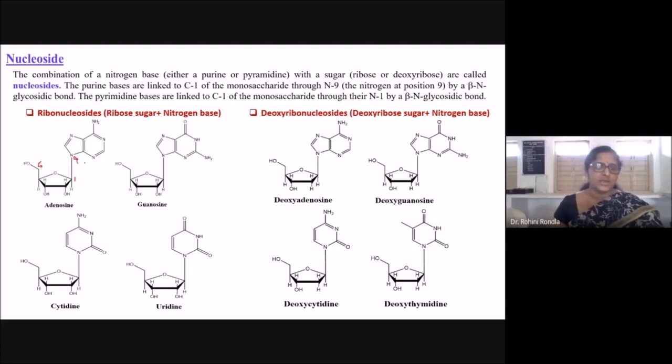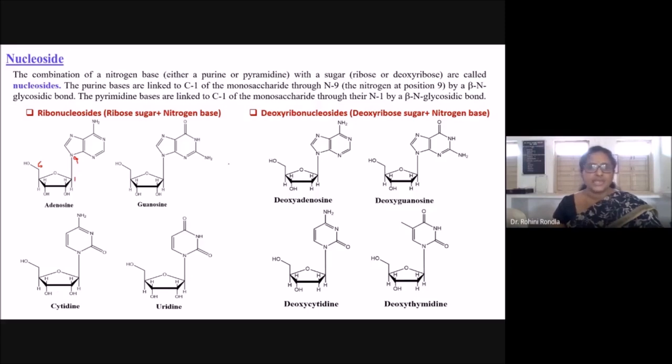See this. In the nitrogen base, the nitrogen number is 9. So here is the combination between N9 and C1. This is called a glycosidic bond. Nucleosides are formed by the formation of a linkage between C1 of the sugar and N9 of the nitrogen base. This is called a glycosidic bond.